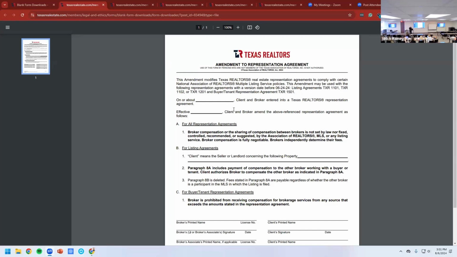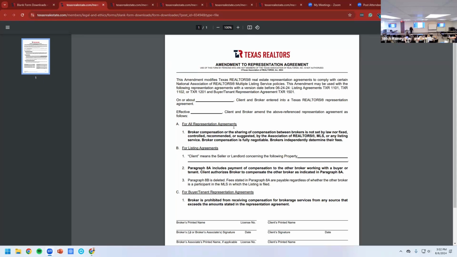On or about the date the client and broker enter into a Texas Realtors representation agreement, what's the effective date? A, all representation agreements, buyer's compensation and sharing compensation between brokers is not set. Listing agreements, client means seller, landlord concerning the following property, paragraph 8. Yeah, this is basically the same thing as the other one. You may like it a little bit better. It's really up to you, because I don't want to give my seller a chance to renegotiate a 6%. This just says they remove paragraph 8. We're telling you again that it's not fixed. Yeah. And negotiable.